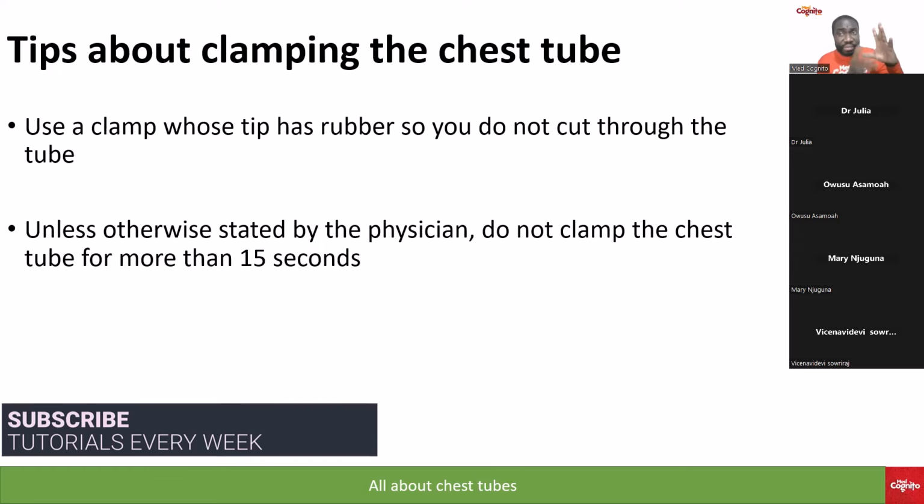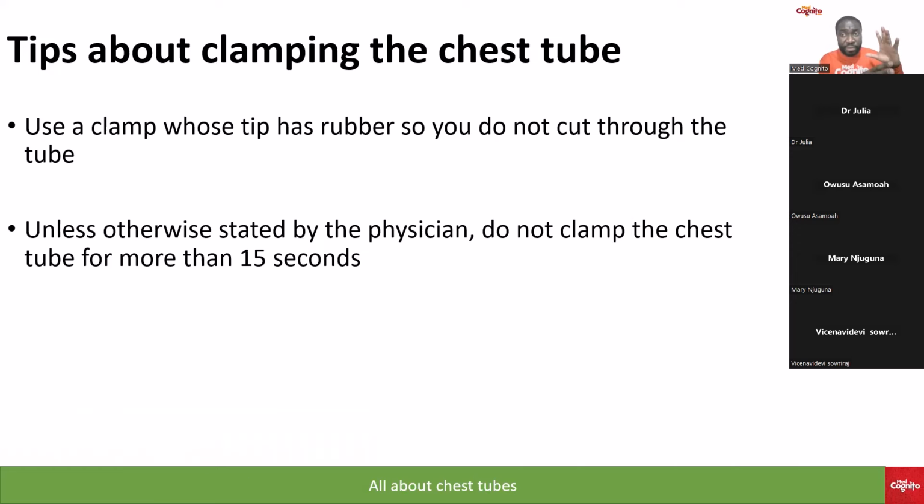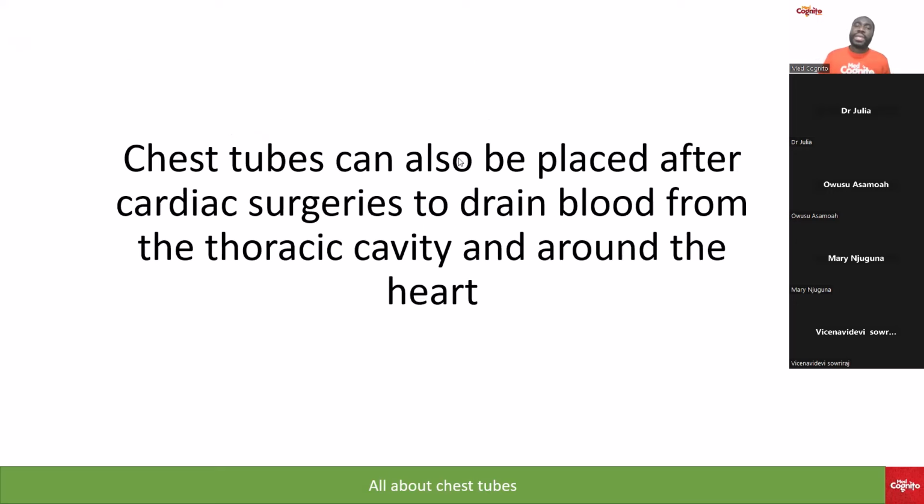I said the negative pleural pressure is minus four. I said it should not drain more than 100 mils per hour, or it should cause you to be alarmed. And you should not clamp it for more than 15 seconds. Please write it down: more than 15 seconds. Now, one other interesting thing is that chest tubes can also be placed after cardiac surgeries to drain blood from the thoracic cavity and around the heart. So chest tubes are not just for chylothorax, hemothorax, pneumothorax, empyema and all that. They can also be placed after cardiac surgeries so that excess blood can be drained.